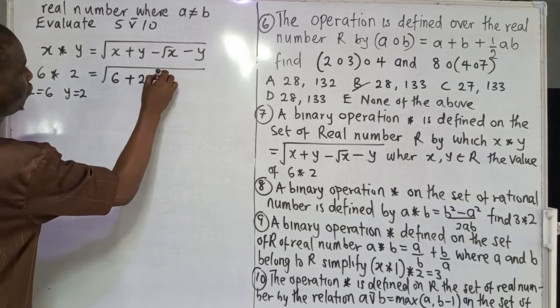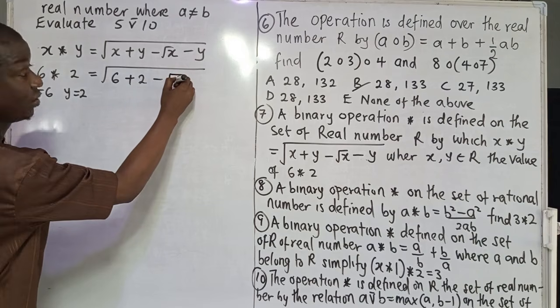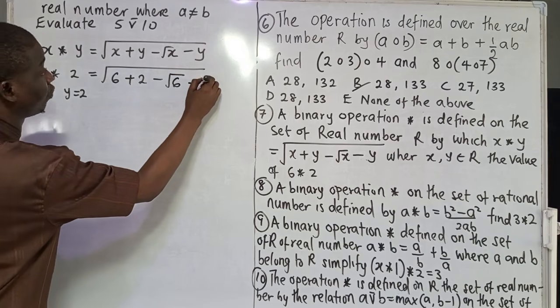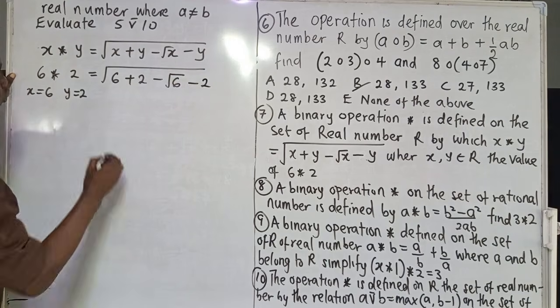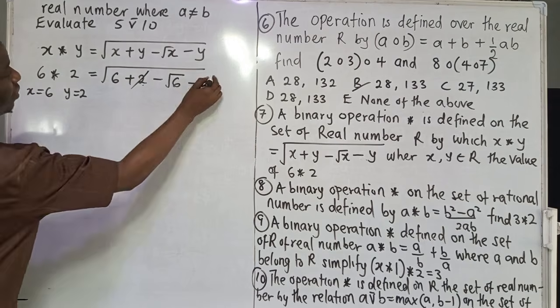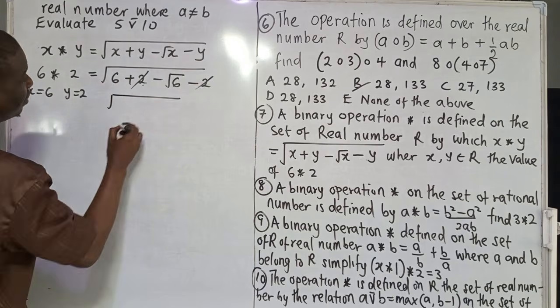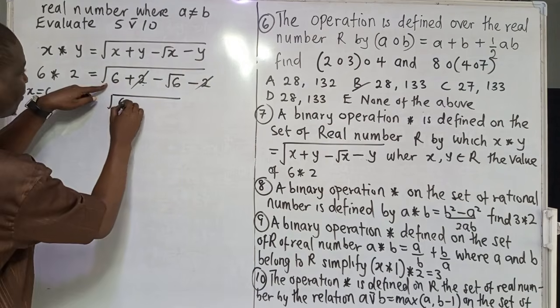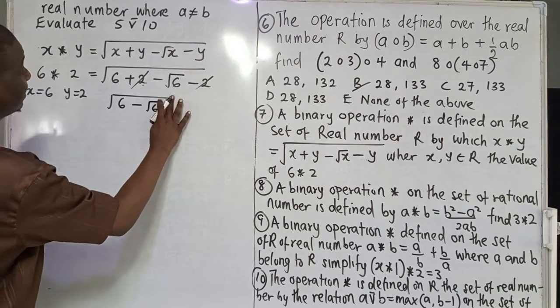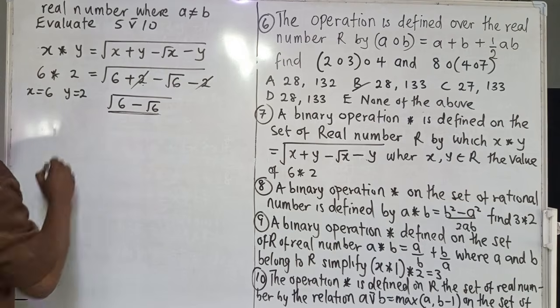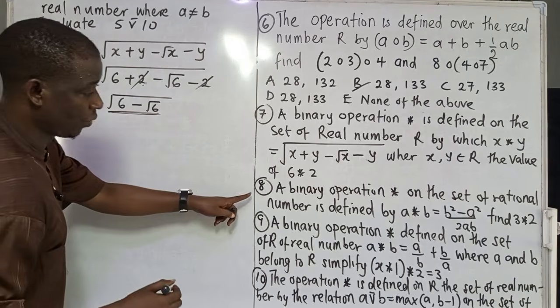So we have root 6 plus what? 2 minus root what? 6 minus what? 2. So what I want to have now, this 8. This one will remove this one. So I want to have it as what? Root 8 minus root 4. Now, this will just be your answer for that one. Now, let's go to number 8.